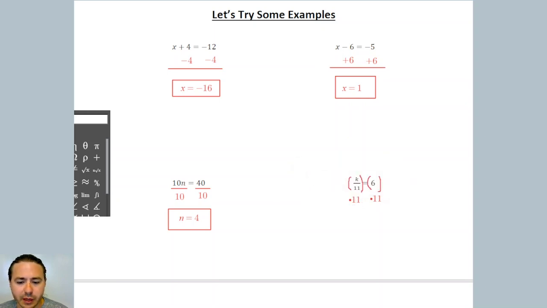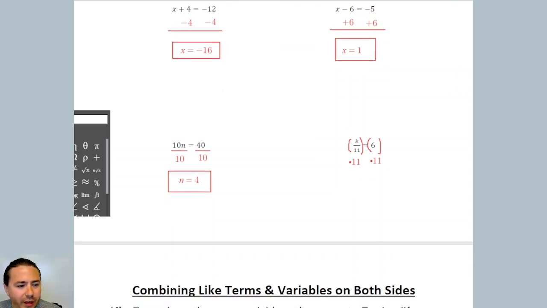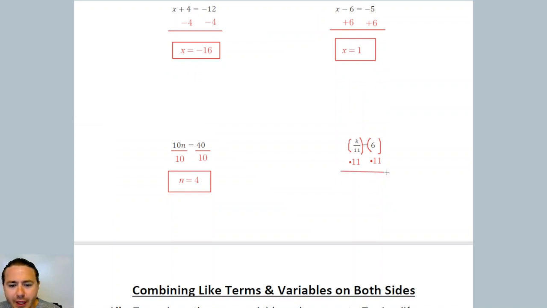So anyway, we're going to multiply both sides by 11 here. And we're going to get k equals 66.